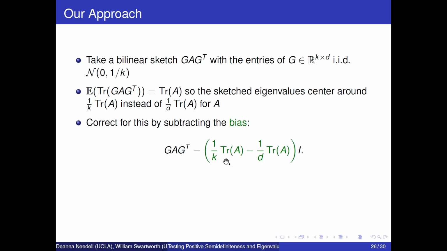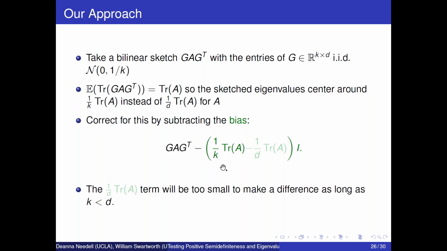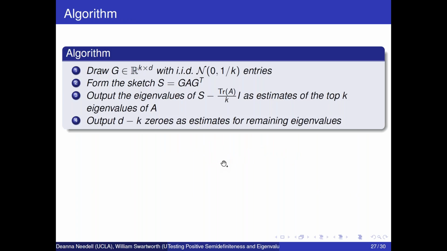So instead, what we're going to do is subtract the multiple of the trace from GAG transpose and then estimate the eigenvalues. Okay, since I think I'm out of time, let me just conclude with a slide which has the description of the algorithm. You can take this algorithm home. It's very simple. Here's how it works.